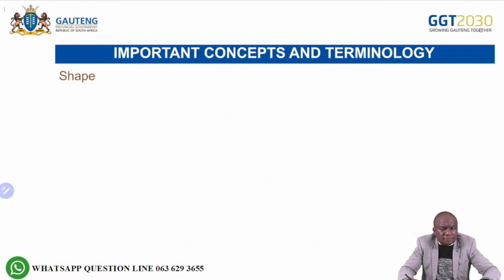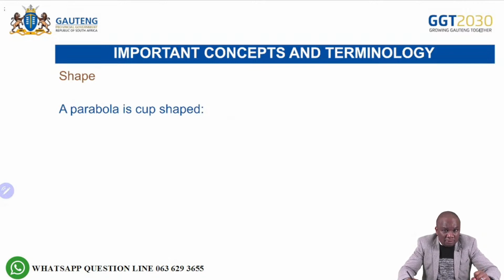Right, the shape. How is a quadratic function shaped? Remember, quadratic functions are called parabolas. Parabola. Right, how is a parabola shaped? Do you know how it is shaped? A parabola is cup-shaped or U-shaped. Okay, remember that. I'll give you time to write notes.